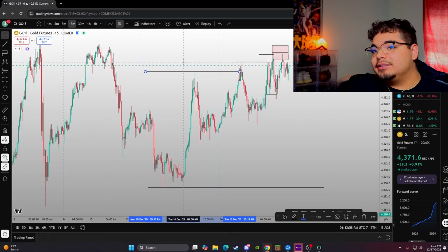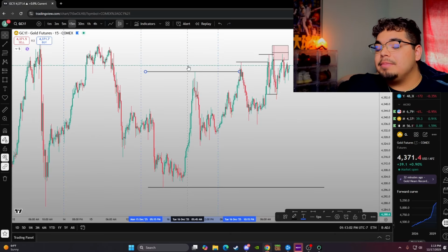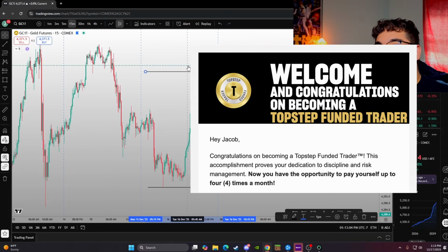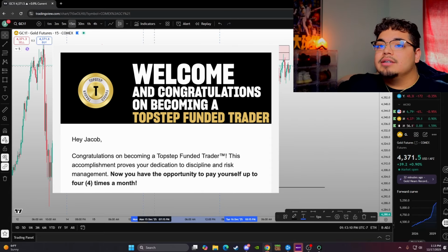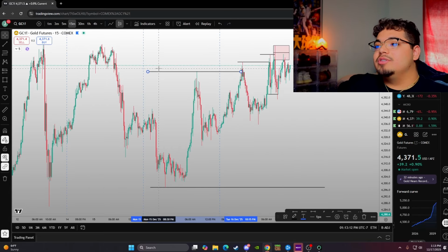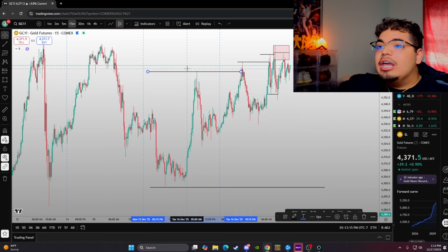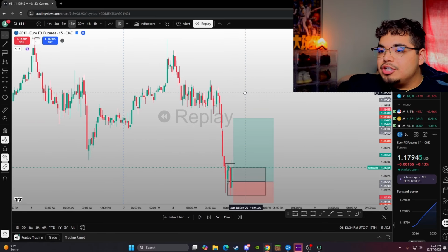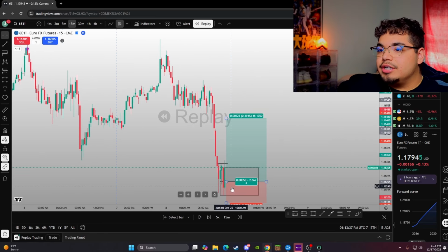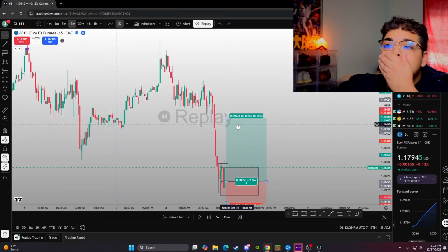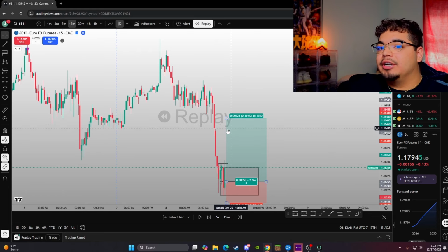Now, I did pass another funded account last week on Top Step. See the email on the screen. Let me show you that trade I took so you guys can see how I use this in real time, or in real trading, right? So I actually took this trade here, this buy up, right? A 1 to 3, and this had me pass another account.